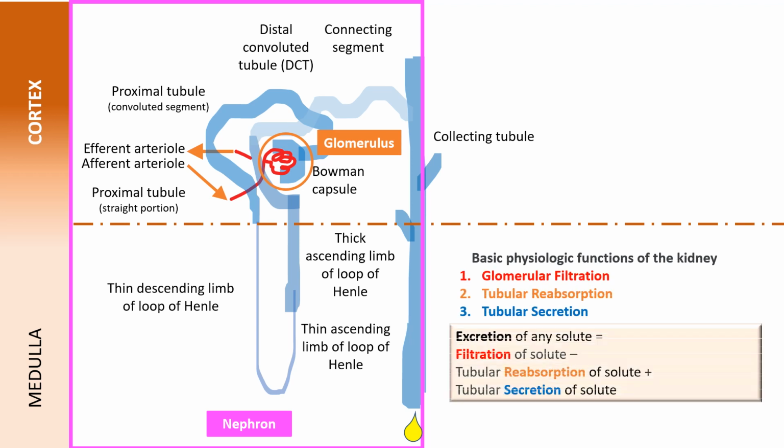For any molecule to end up in the urine, it depends on whether it is filtered through the glomerulus, reabsorbed, and/or secreted by renal tubules.